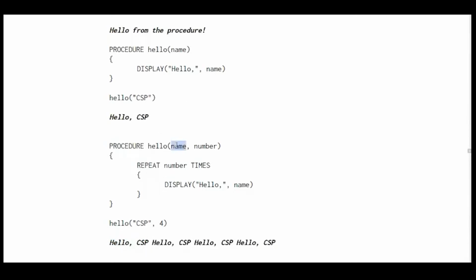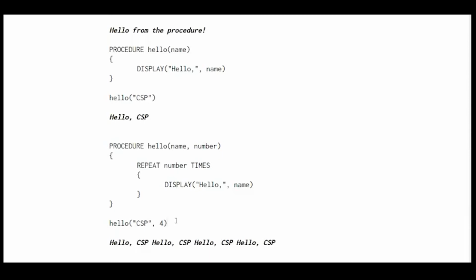And you can see I had 2 inputs. In math, we're used to 1 input, f of x, g of x, that sort of thing. X is the input. Here we have 2 inputs. You can really have as many inputs as you want, until you overload the computer, obviously. But it would say hello CSP 4 times, essentially.